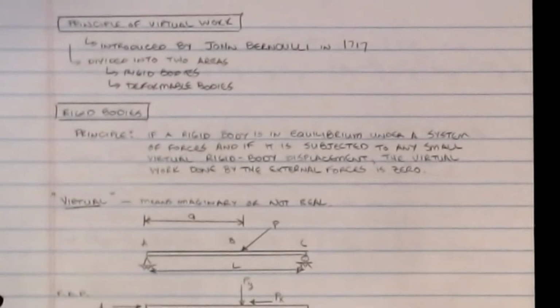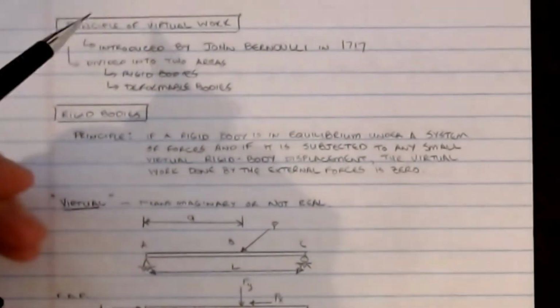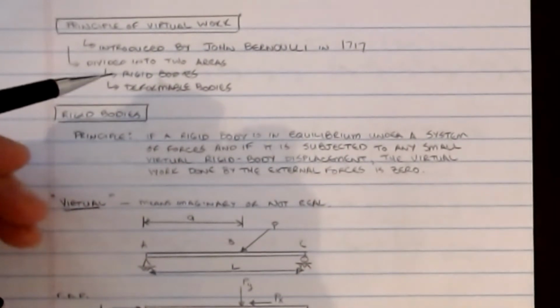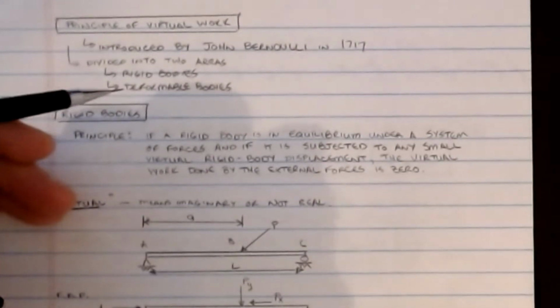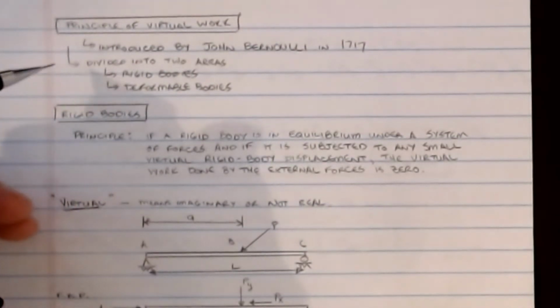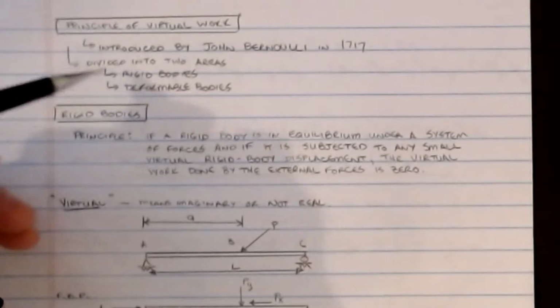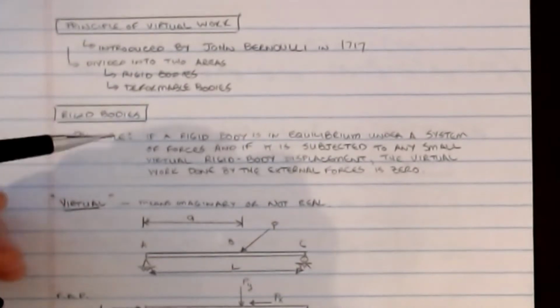Okay, so that's the basics of where we're going. Let's talk about the principle of virtual work. This was introduced by John Bernoulli around 1717, so this one's been around for a while. It was mathematicians who were working on all of this. Basically what it does is divide a beam into two areas: we have rigid bodies and we have deformable bodies.